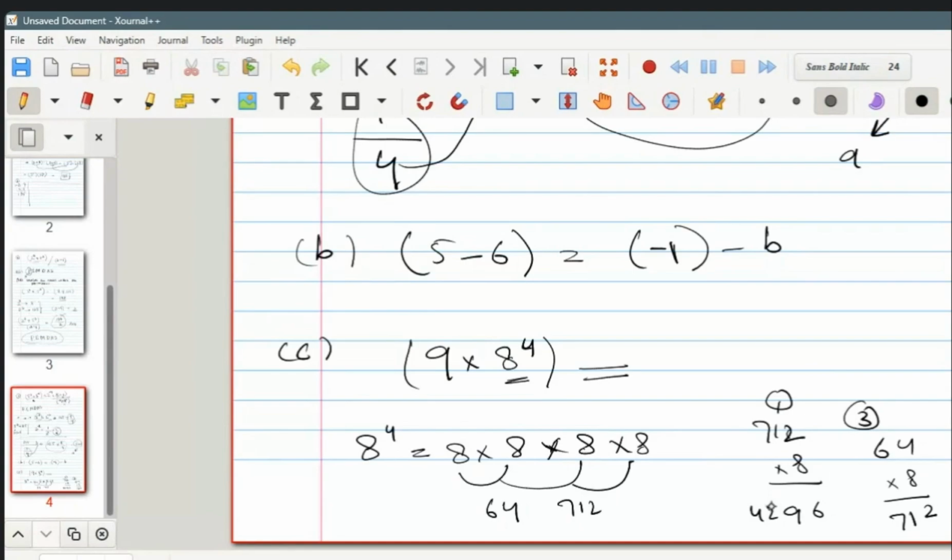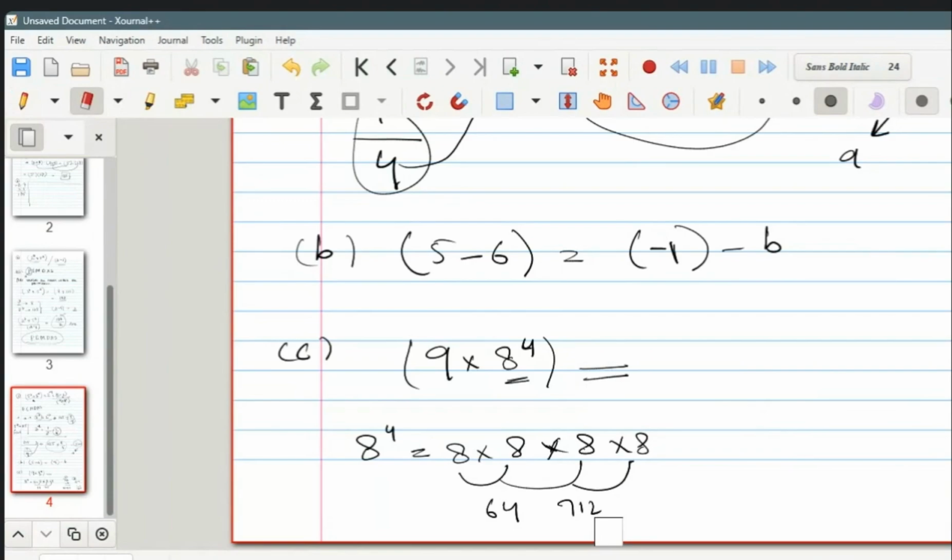8 multiplied by 7 is 7. Let me check here. Okay, 7 multiplied by 8 is 56. Okay, I think we have done something wrong here. Let me calculate this again. Let me check this again.